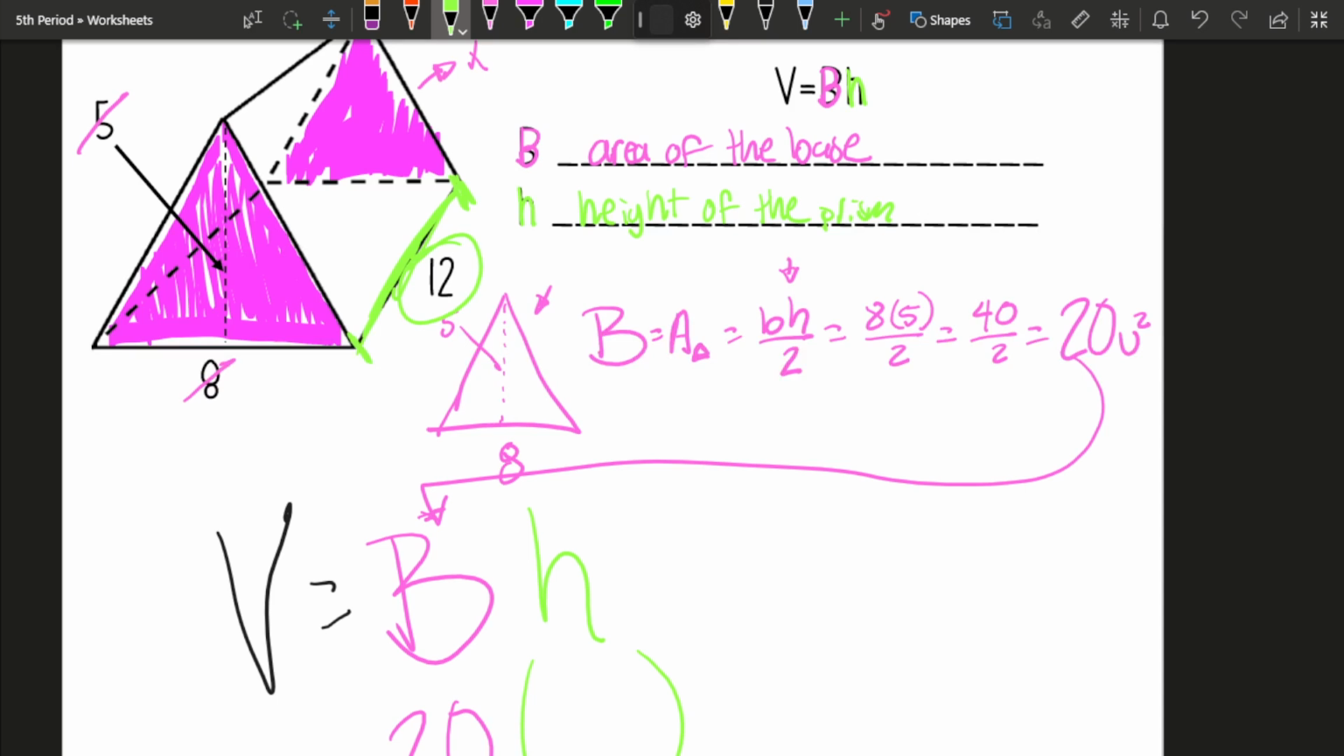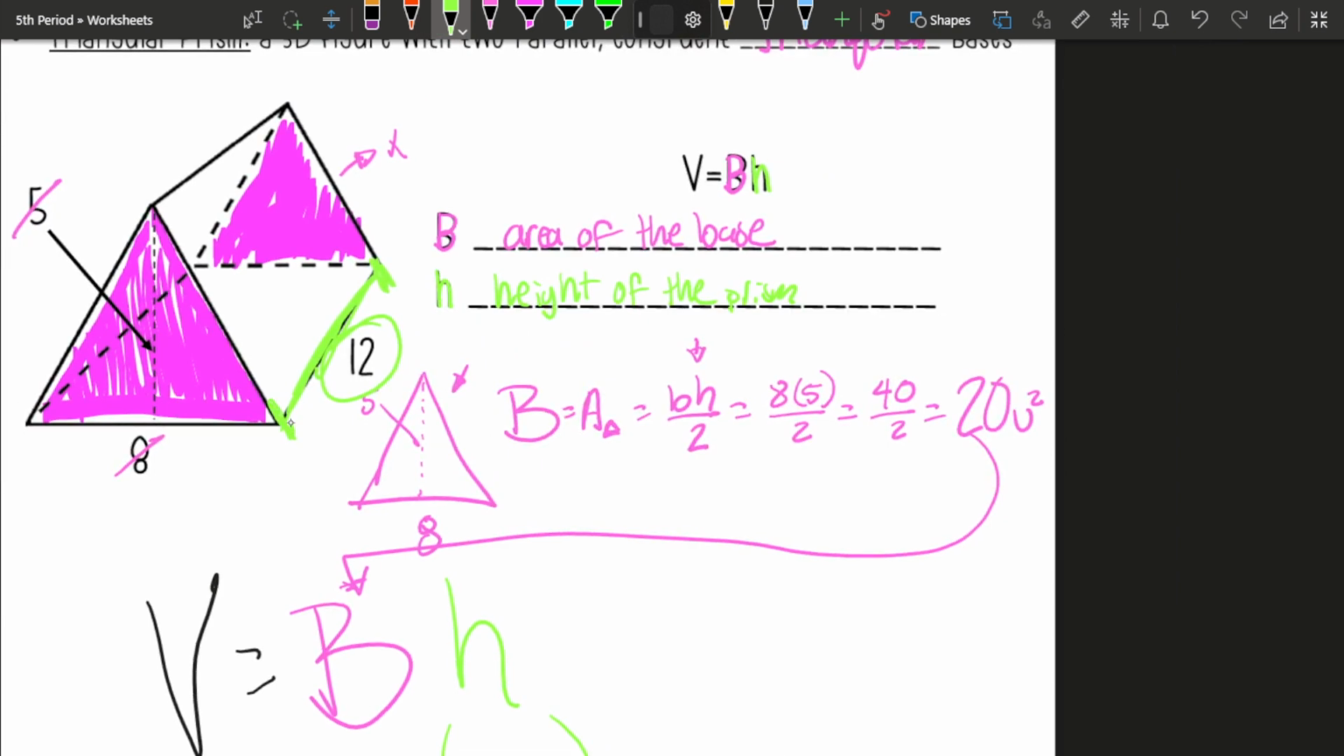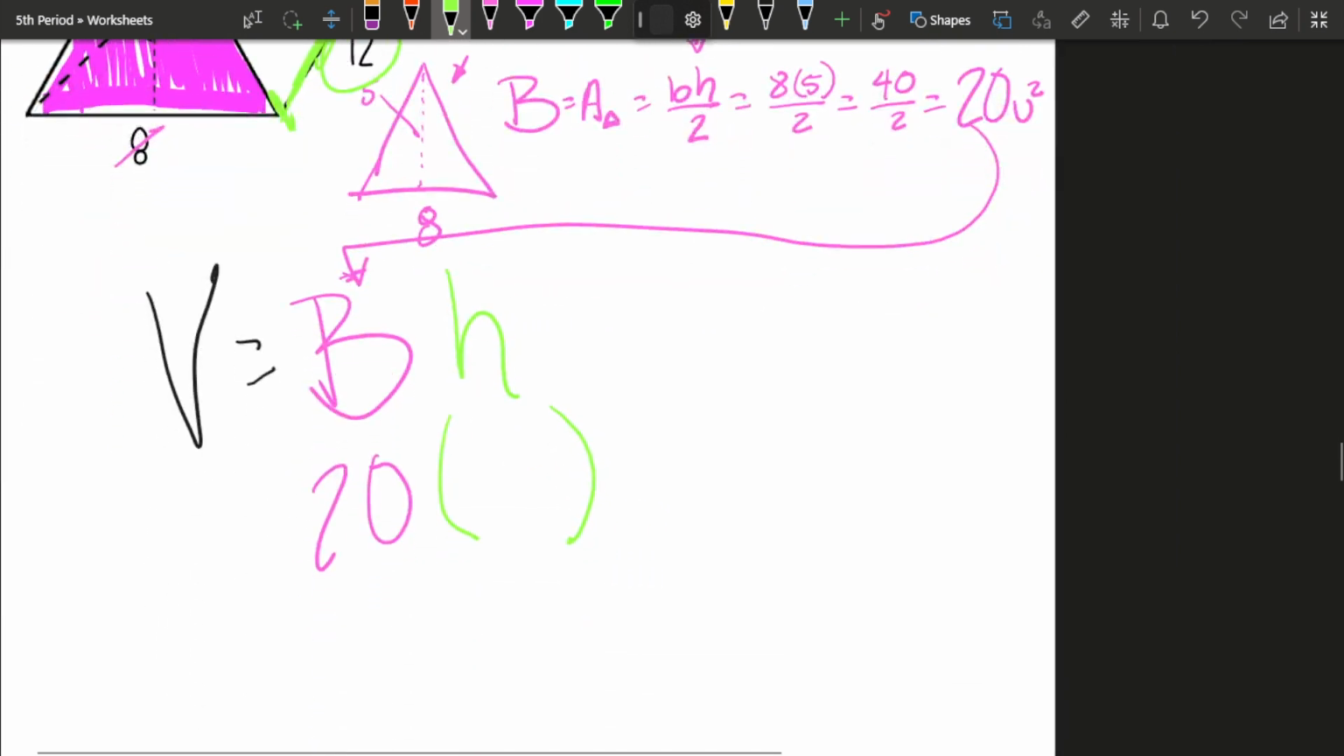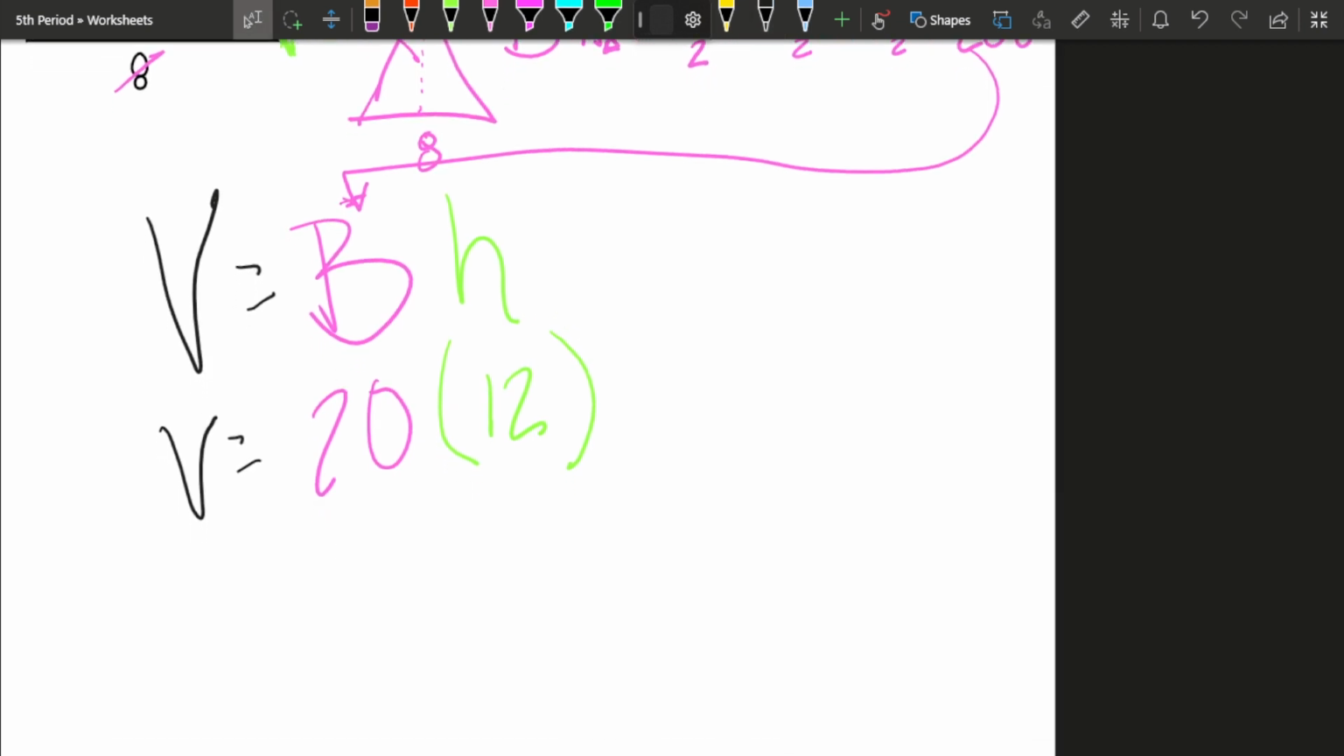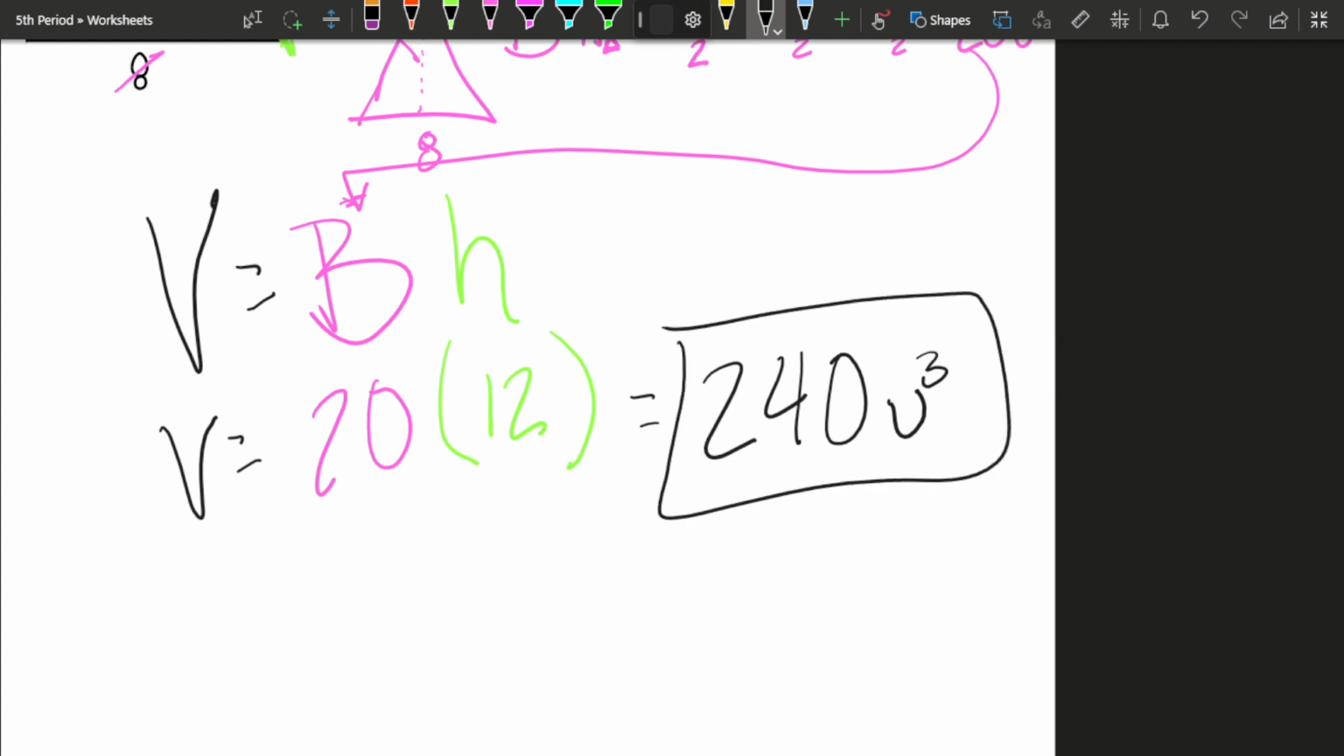Again, don't get it confused with the 5 from the triangle, because we already crossed it out. And remember, the height of the prism is going to be the distance between the two bases. So now I'm going to put 12 right here, and I'm good to go. So all I got to do now is multiply 20 and 12, and we get how much? 240. 20 times 2 is 24, and add a 0, and these are 240 units cubed. So the volume is 240 cubic units.